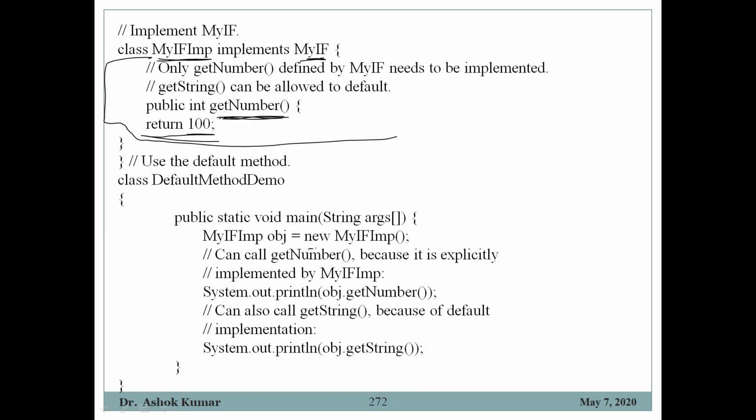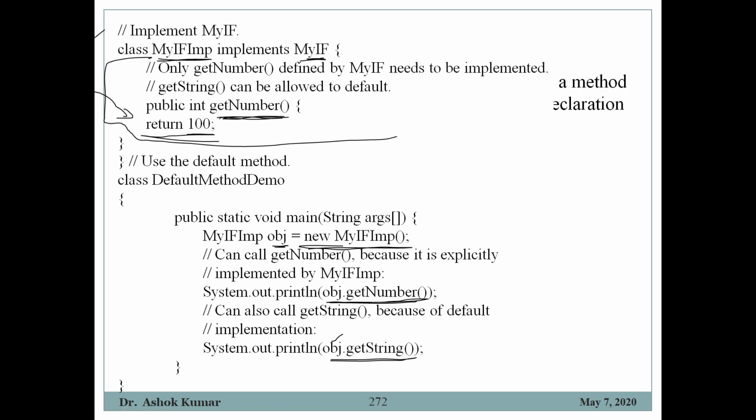Then in the main we are creating the object of the class and assigning it the reference obj, and with obj we are calling get number, so you will get 100 as a result. Then we are calling the default method of the interface. The default method will get inherited into this class, and if you call that method with the object of the class obj, that method will get called. When get string is called, you will get the message default string.